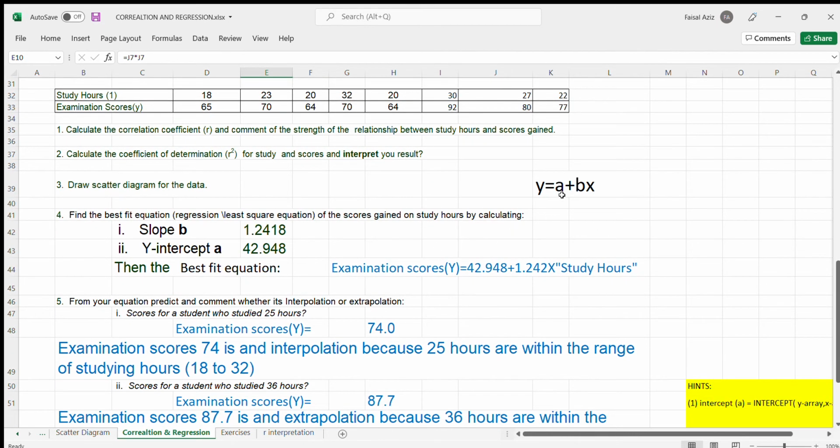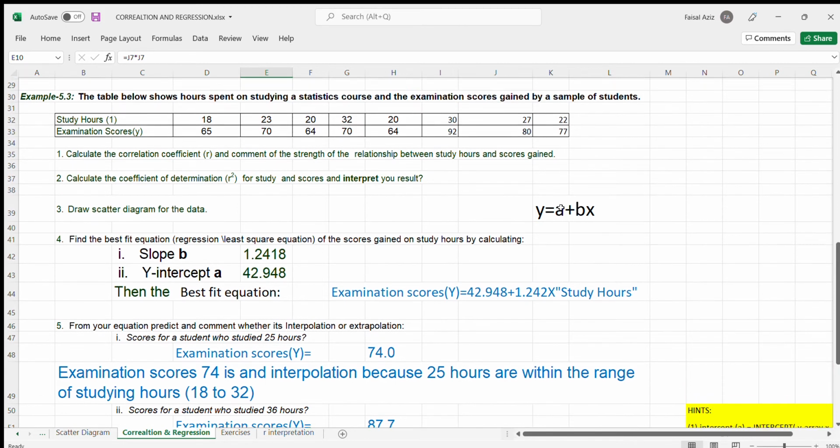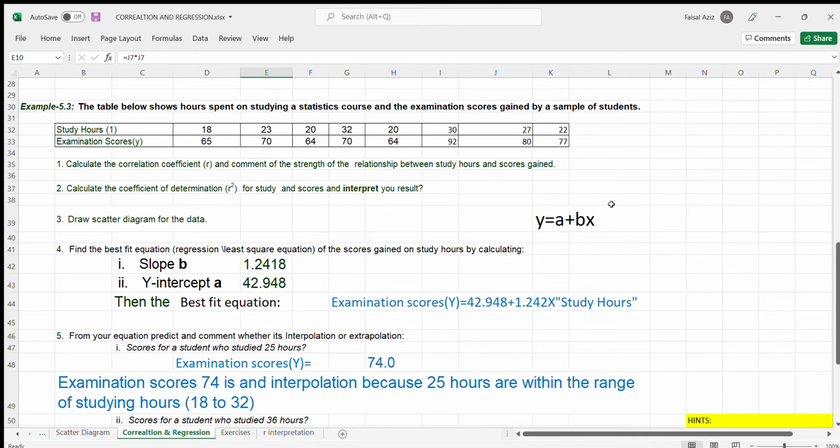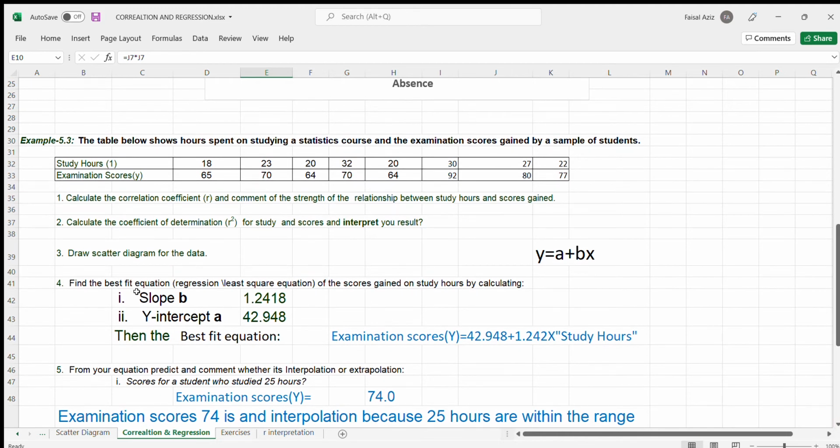Now the important thing is we need to get this equation. This is the equation of a straight line: Y equals a plus bx. Here b is basically the slope and a is the y-intercept. So now we need to calculate the intercept and the slope. By doing this we can get the equation which is called the least squares equation or regression equation. So we can use the SLOPE function. As you can see over here, this is pre-calculated, but just for the sake of your understanding I am calculating it again.